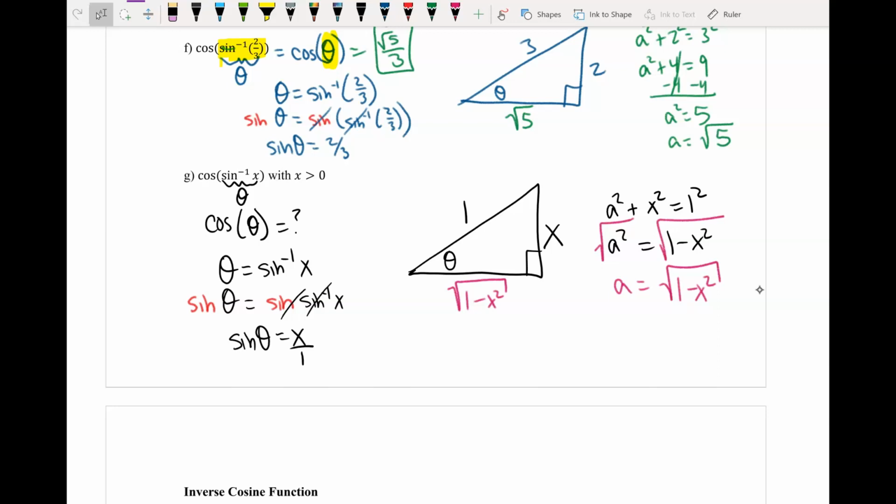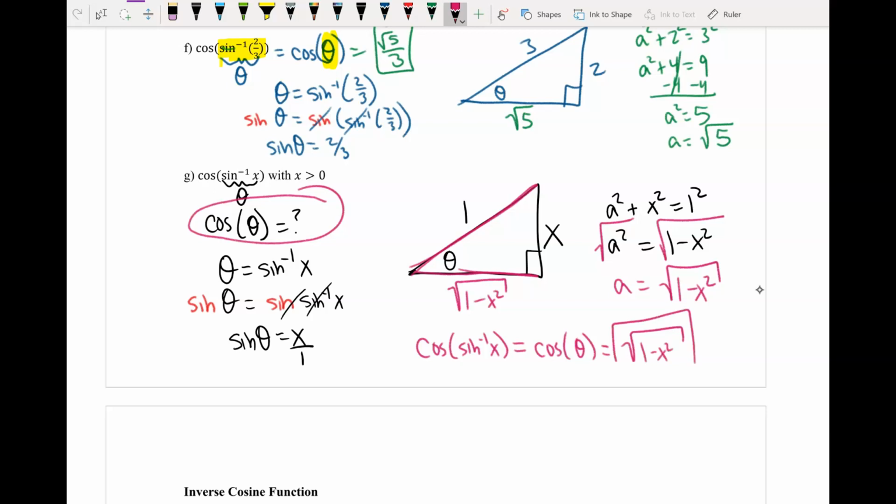So all I need to figure out is what exactly cosine is, because cosine of sine inverse of x is just the same thing as the cosine of theta. That is just going to be the adjacent over the hypotenuse, which is basically the square root of 1 minus x squared. And this would be my final answer.